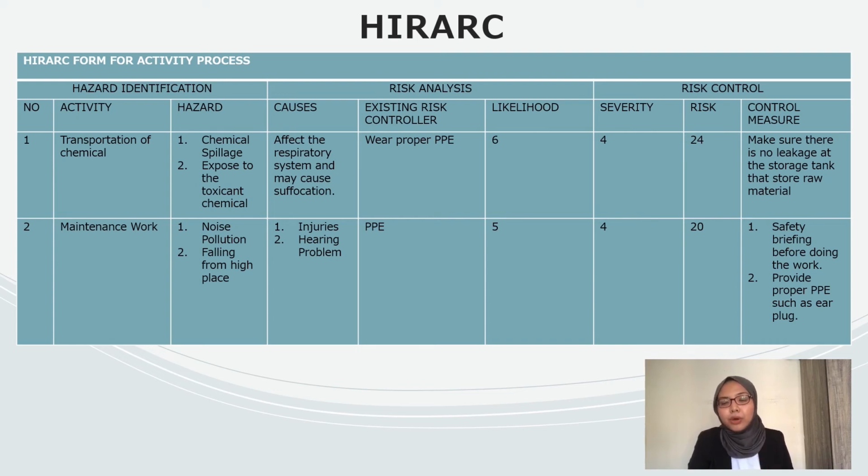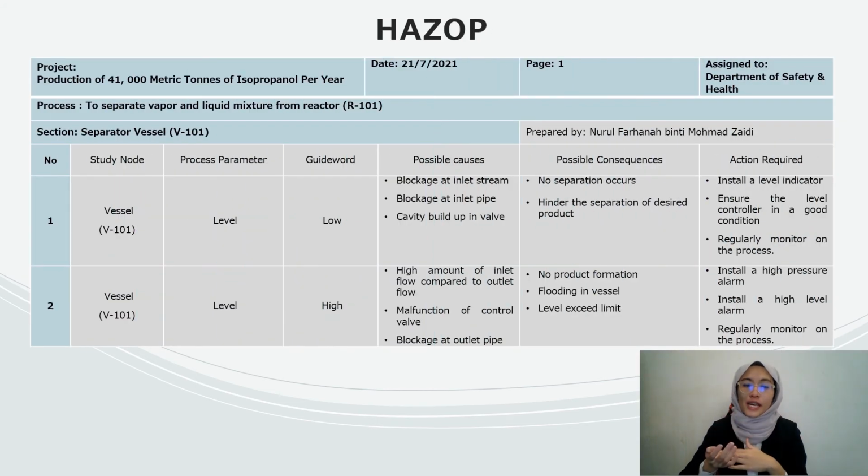The second point is during the maintenance work. The hazard that has been identified is noise pollution and falling from a high place. The effect from this hazard is that it can cause injury and hearing problems. In order to prevent this from happening, a safety briefing must be done before the worker proceeds with their work, and the worker needs to be provided with proper PPE such as earplugs in order to prevent this unwanted accident. Moving on to HAZOP.